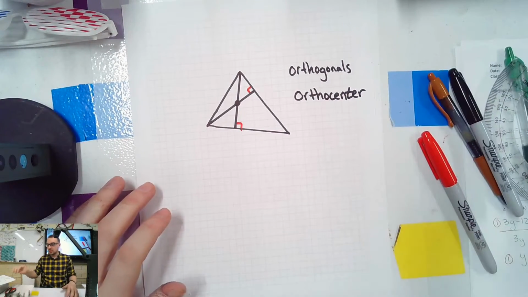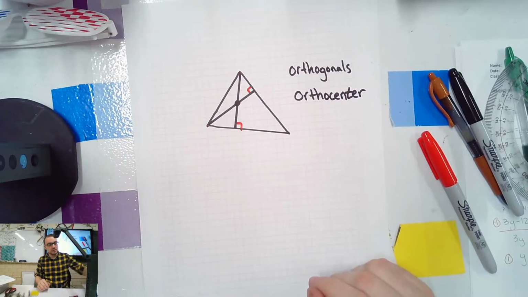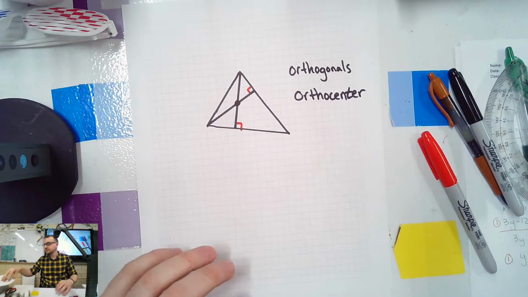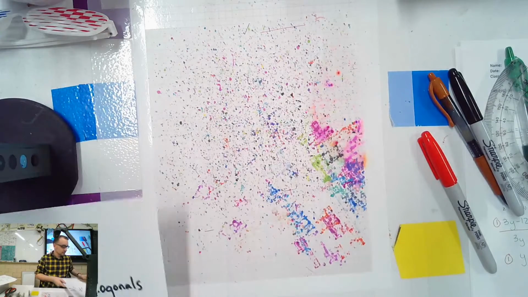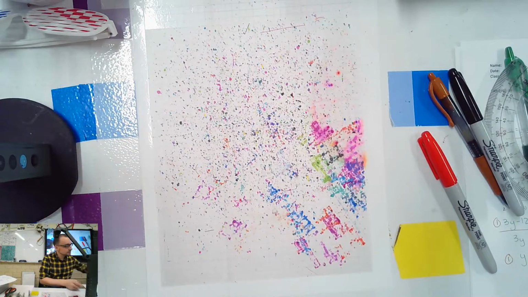Now, there aren't a whole lot of interesting properties about the orthocenter, but we do get some similar triangles, and we'll talk about that later. That's the most boring one. It's all the heights of the triangle.